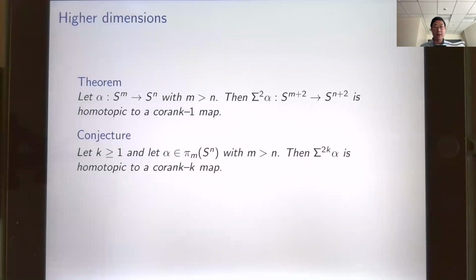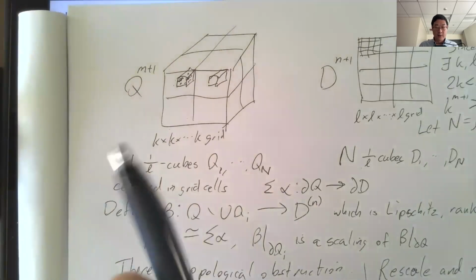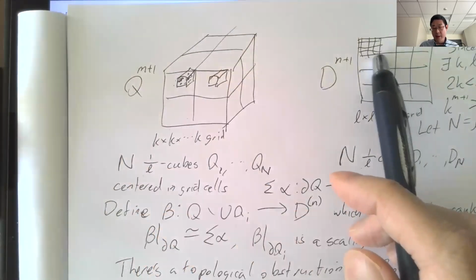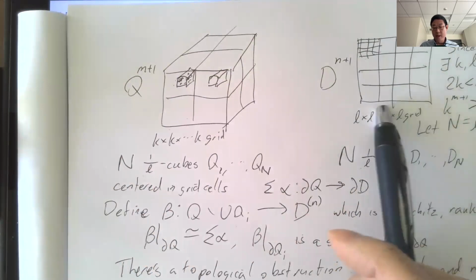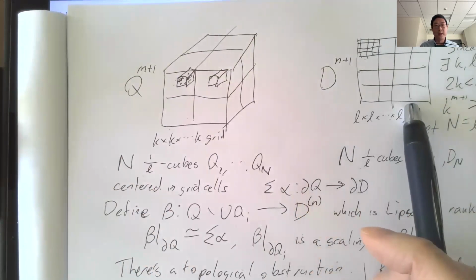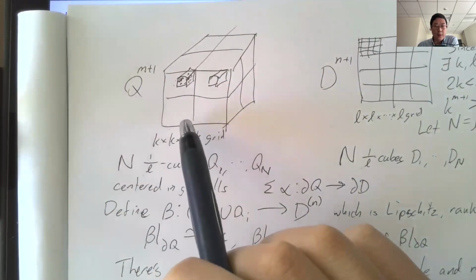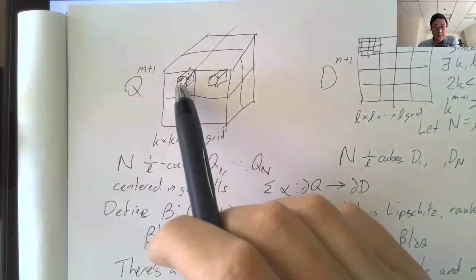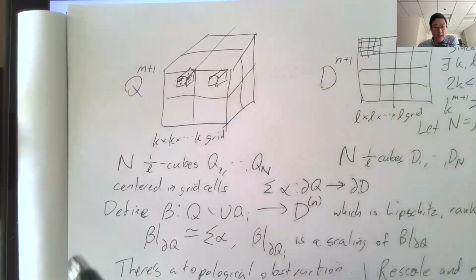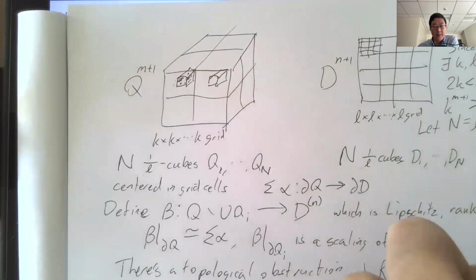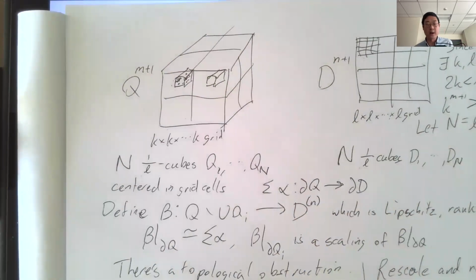because you want to do something very similar to what we did here, where you remove a bunch of holes and then you map it to some skeleton of the target. But the thing you remove, the object that you have to remove from your domain, is more complicated. Instead of being a bunch of cubes, it ends up being that you want to remove a neighborhood of a k-dimensional complex, and there's more topology to keep track of.